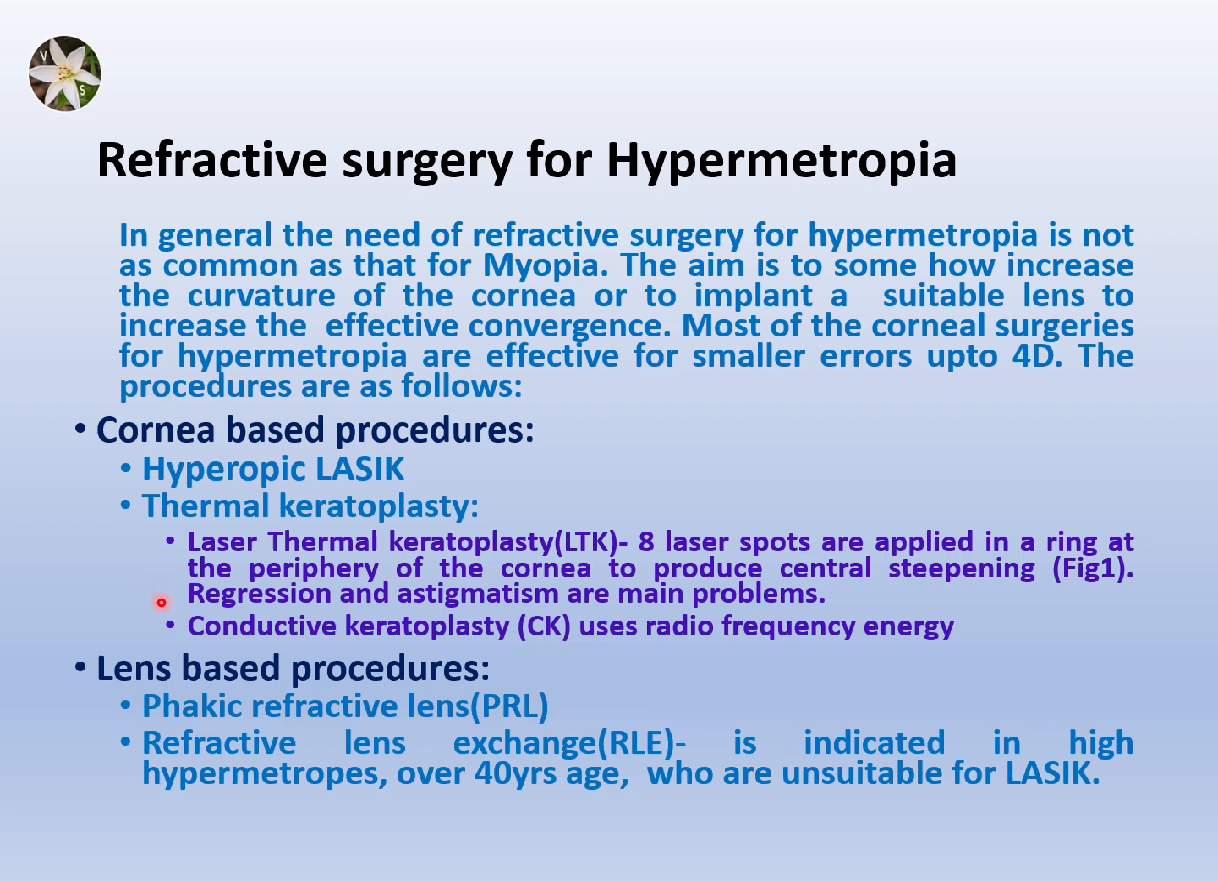Regression and astigmatism are main problems. Conductive keratoplasty, or CK, uses radio frequency energy. The lens-based procedures are phakic refractive lens, or PRL, in which an appropriate lens is implanted over a physiological crystalline lens, and refractive lens exchange, where the crystalline lens is exchanged for an artificial lens of another power. This is indicated in high hypermetropes over 40 years of age who are unsuitable for LASIK procedure.